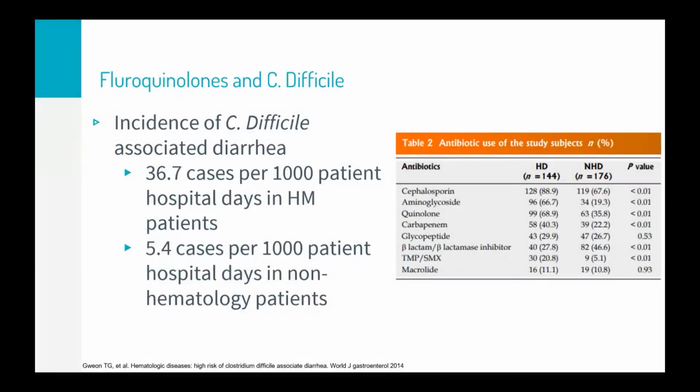And not only is resistance a huge concern, but C. diff can be a major issue as well in this patient population. So a Korean study found that patients with heme malignancies were much more likely to have C. diff than non-heme patients. And this was attributed to the higher use of causative antibiotics, particularly fluoroquinolones.